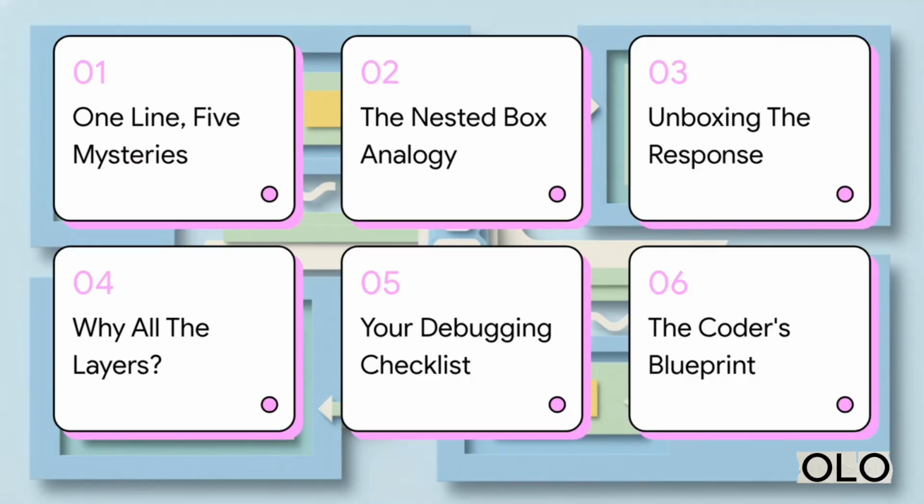So here's our game plan. First, we're going to tackle that one line of code. Then, I'll give you a super simple way to think about it, the nested box analogy. We'll unbox the API response together, piece by piece. We'll even cover why it's so layered, and I'll give you a handy checklist for when things go wrong. And finally, we'll lock in your new way of thinking about this stuff.